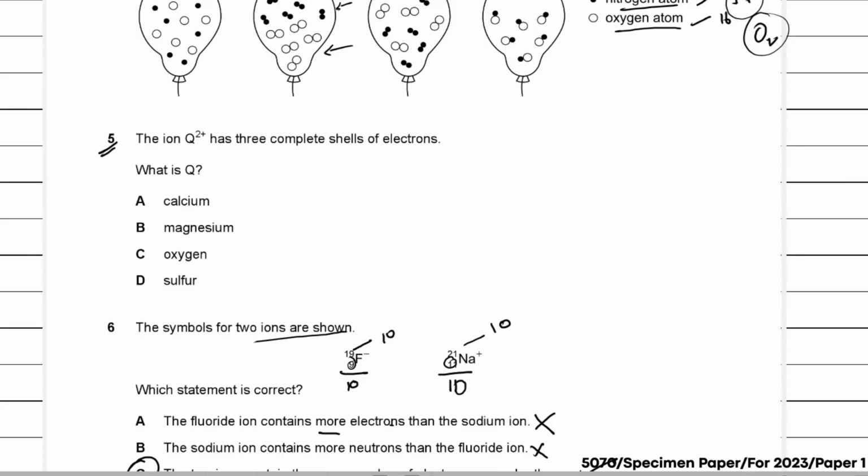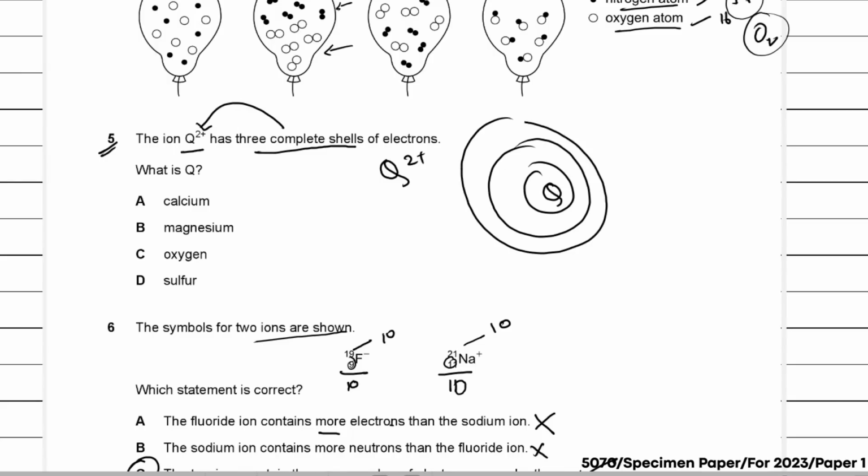So question number 5 says the ion Q2+ has 3 complete shells of electrons. So this ion has 3 complete shells. That means all of these shells are complete. So this shell has got 8, this shell has got 8, and this shell has got 2. What is Q?